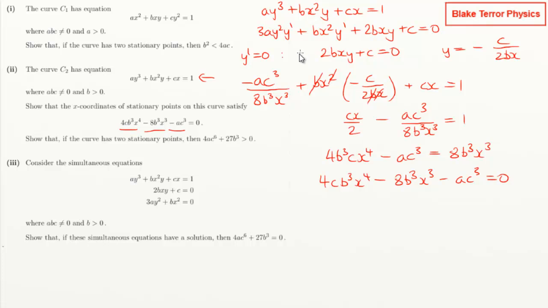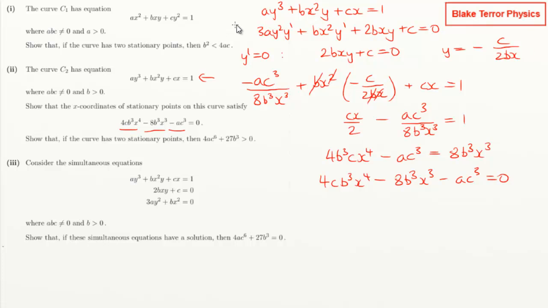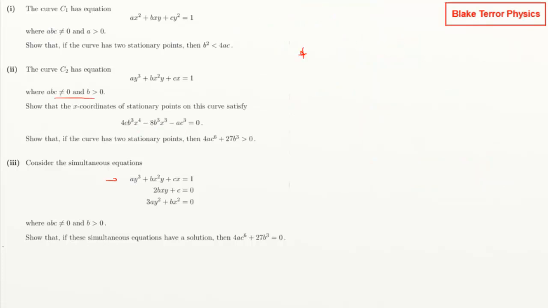2bxy plus c is equal to 0. So that's come off of the turning points thing. And then I've got this 3ay squared plus bx squared. All right, so it's the other part of this in here. So they've pulled out the two equations here from this turning point setup. Right, so it is a straight follow-on from the previous bit.